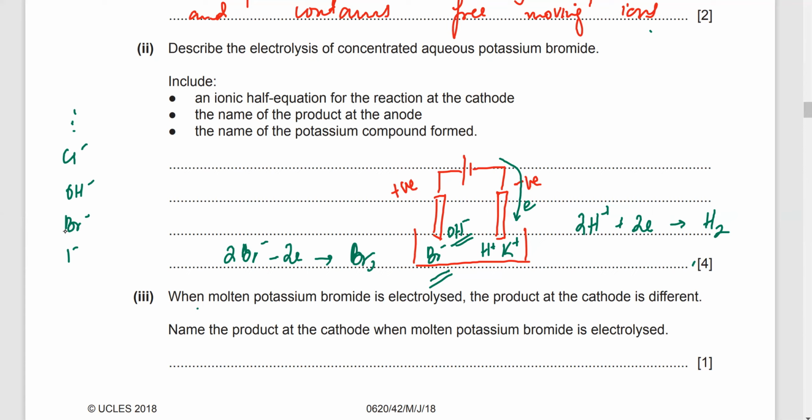Br minus one is going to be gaining the electrons. I mean, losing the electrons. Yes, I mean it's more at the bottom, right? Okay, yeah. So Br -1 is gone, H plus 1 is gone. So he said an ionic half equation for the reaction at cathode and at anode. So we're done with both of them.